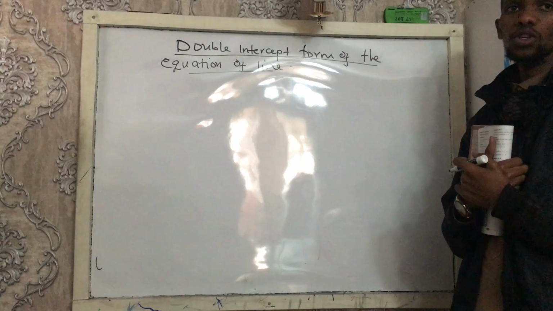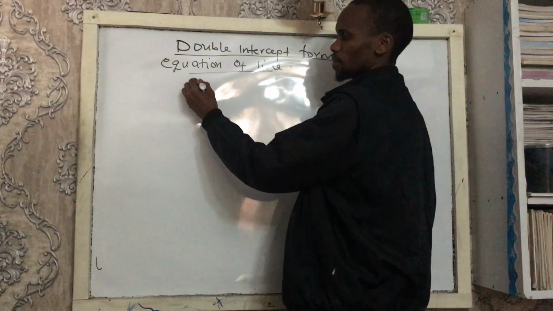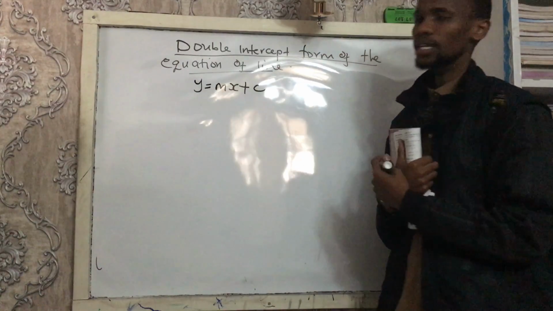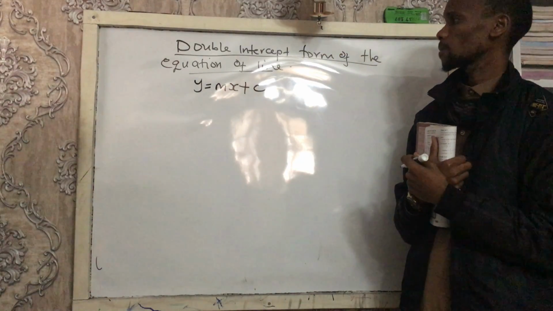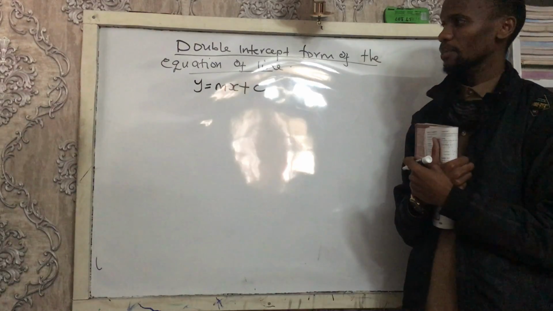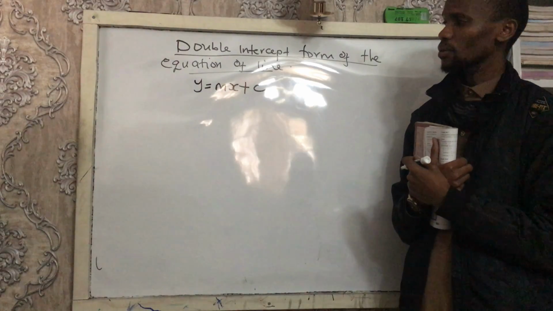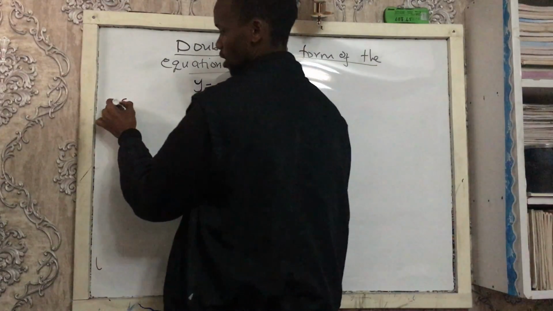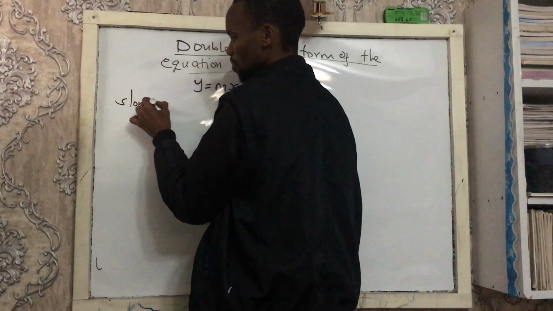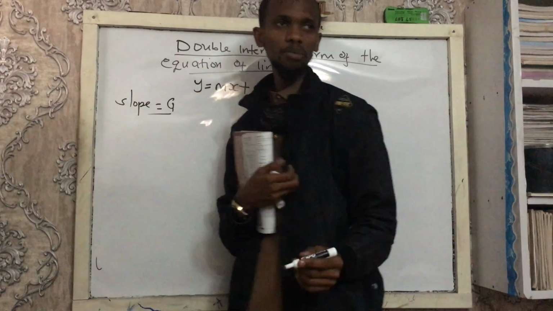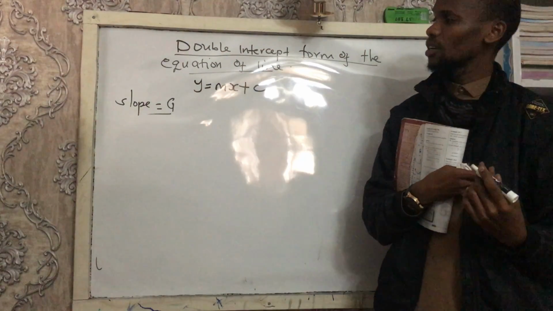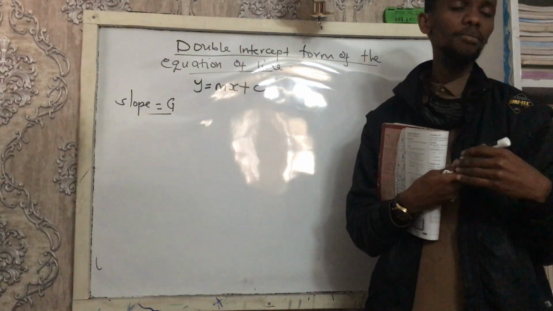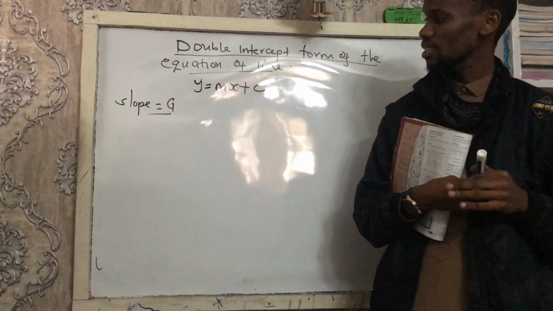Sometimes the equation might not come in the form of y equals mx plus c, but in what you call the double intercept form. There's another thing that maybe I forgot. I saw in the questions that Najma was sending, everything was about slope. Slope simply means gradient. There is no difference between a slope and a gradient. When you are told to look for the slope of the line, the gradient of the line is the same thing.